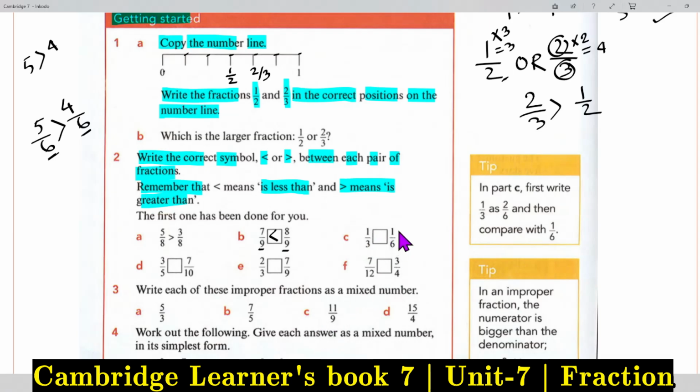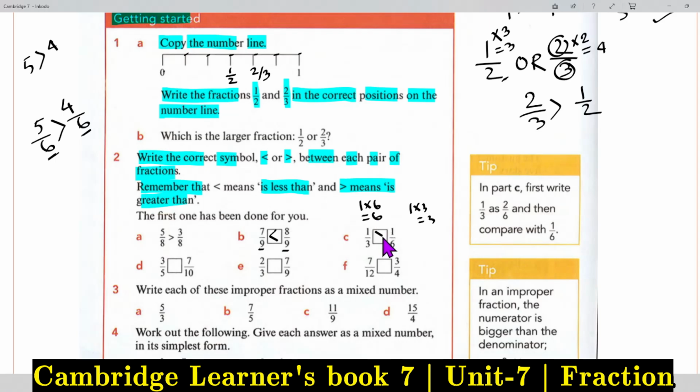1 by 3, 1 by 6. In this case, same thing, we will multiply: this one 1 times 6 equals 6, and this one 1 times 3 equals 3. So this 6 is larger.